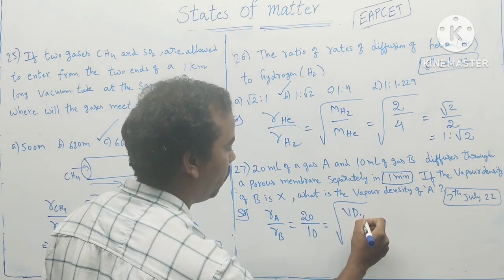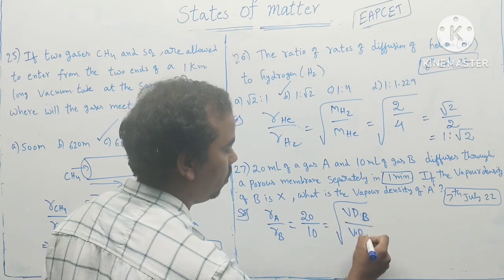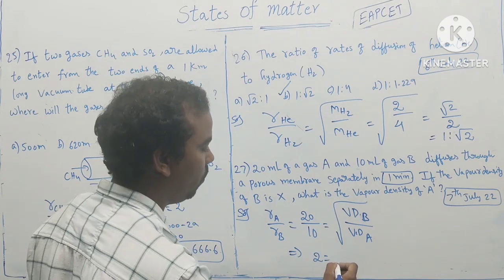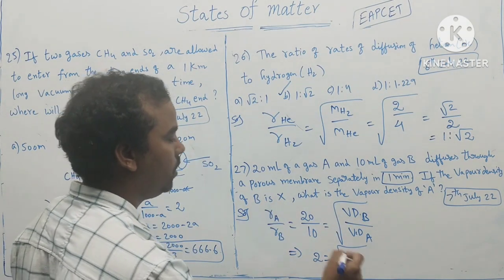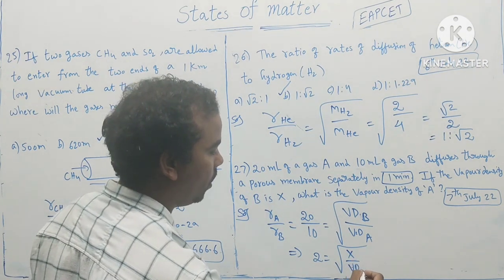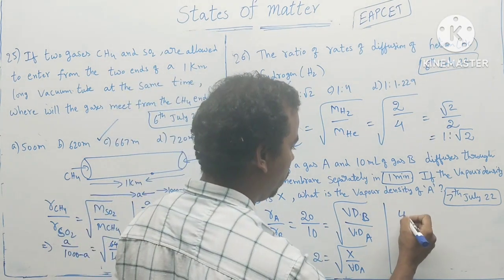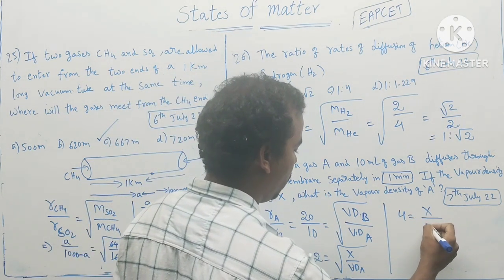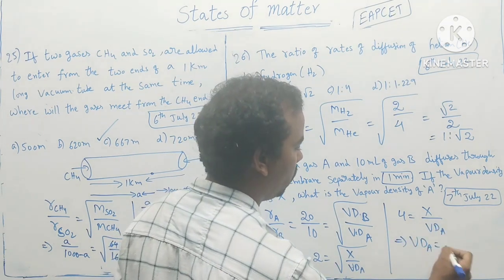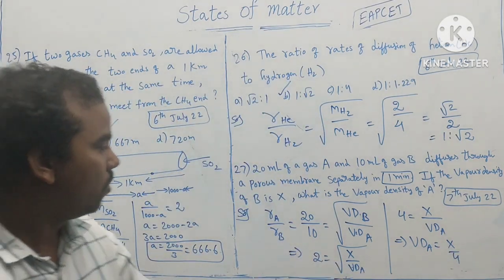So vapor density of B by vapor density of A. That implies 20 by 10 means 2. 2 is equal to vapor density of B is X, so X by vapor density of A. If you square both sides, 4 is equal to X by vapor density of A. So that implies vapor density of A is equal to X by 4. So answer is X by 4.